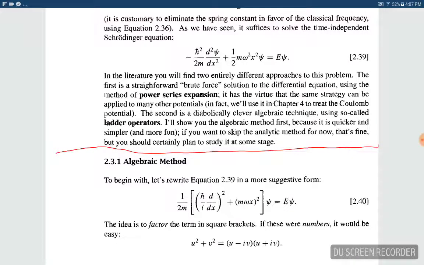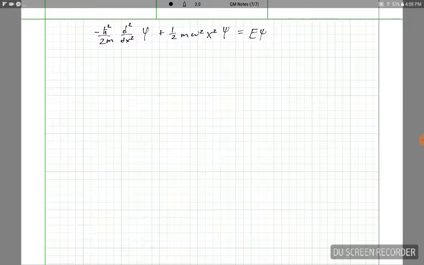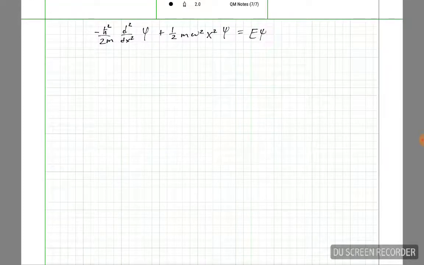Okay, so going to look at the first method of solving a harmonic oscillator. This is the easier method if you are comfortable with operators. So just to go over operators really quickly, it's just a different way of looking at an operation here.